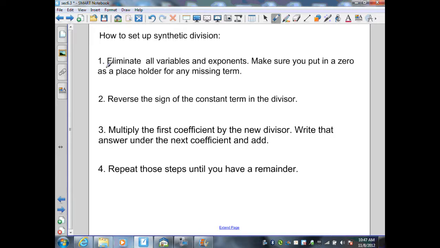Number one, we want to eliminate all variables and exponents. We want to make sure, as we have in the previous problems with long division, that you put in a 0 as a placeholder for any missing term. Number two, we want to reverse the sign of the constant term in the divisor. Number three, multiply the first coefficient by the new divisor. We want to write that answer under the next coefficient and add. Number four, we want to repeat that process until you have a remainder.